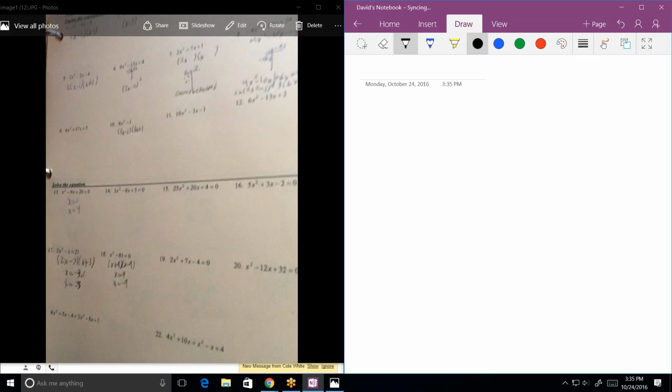Next one looks like 9x squared minus 1. Looks like you've done that correctly. How's that factor? 3x minus 1 times 3x plus 1. Next one, 10x squared minus 3x minus 1.